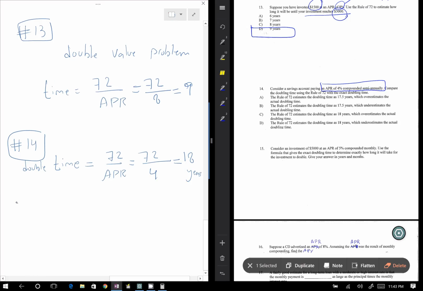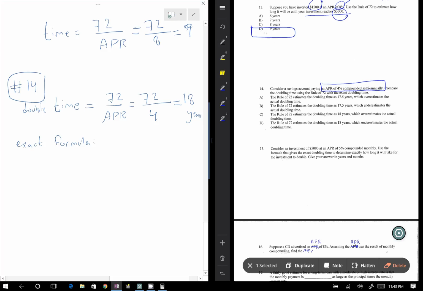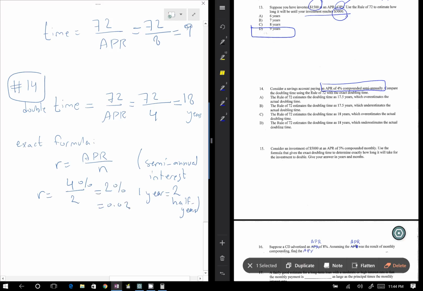Now, the exact formula. First, I have to calculate R. R is equal to APR divided by N for semi-annual interest. A year, 1 year, is equal to 2 half years. So my R is equal to 4% divided by 2. That's equal to 2%, that's equal to 0.02. So this is my R.